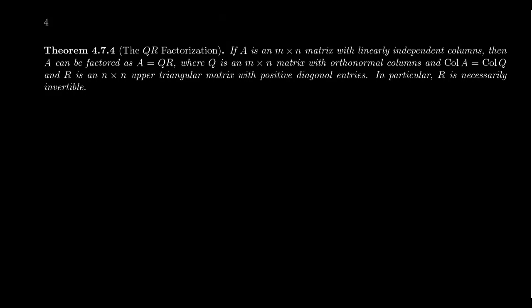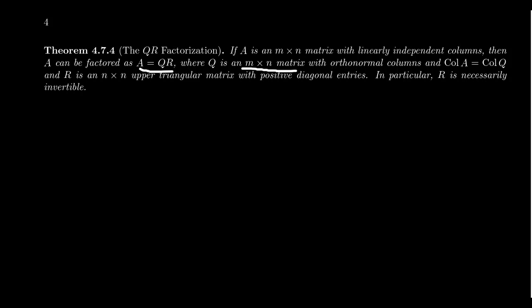So imagine A is an m by n matrix with linearly independent columns. It doesn't have to be a square matrix, but we do want it to have independent columns. If there is a dependence relationship on the columns, this factorization isn't going to work. Then, if we have independent columns, we can factor the matrix A as a product of two matrices, which we call Q and R, hence the QR factorization, where Q is an m by n matrix, so it'll have the same dimensions as the original matrix A, but it'll have orthonormal columns.